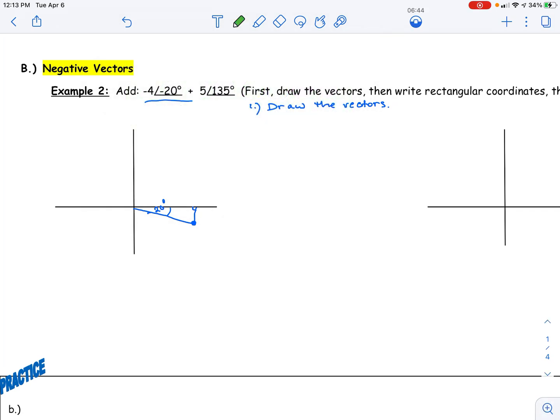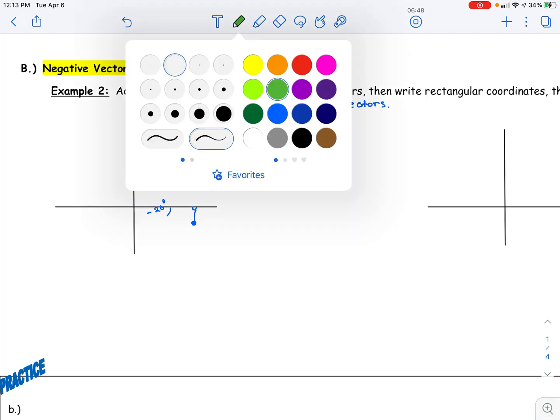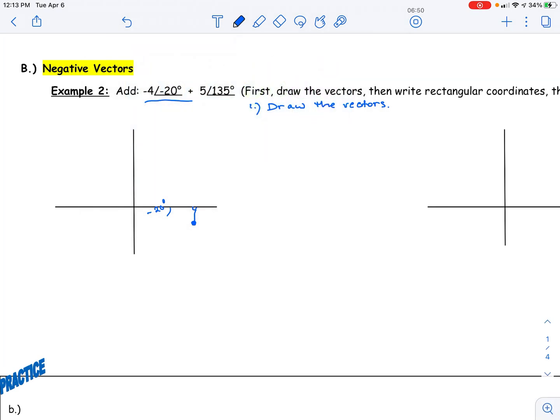I don't really like the way that turned out. I'm just going to fix this line. I'm going to make this a little longer because I don't feel like I made it where it's going to work out so good. So hold on one second here. Let me get this redrawn. So -20 might be about here. Then I'm going to draw this.